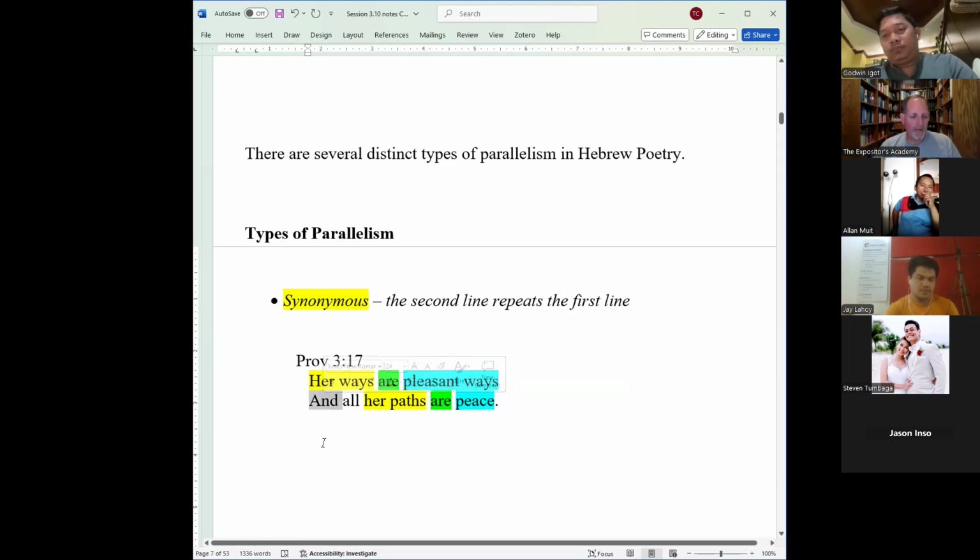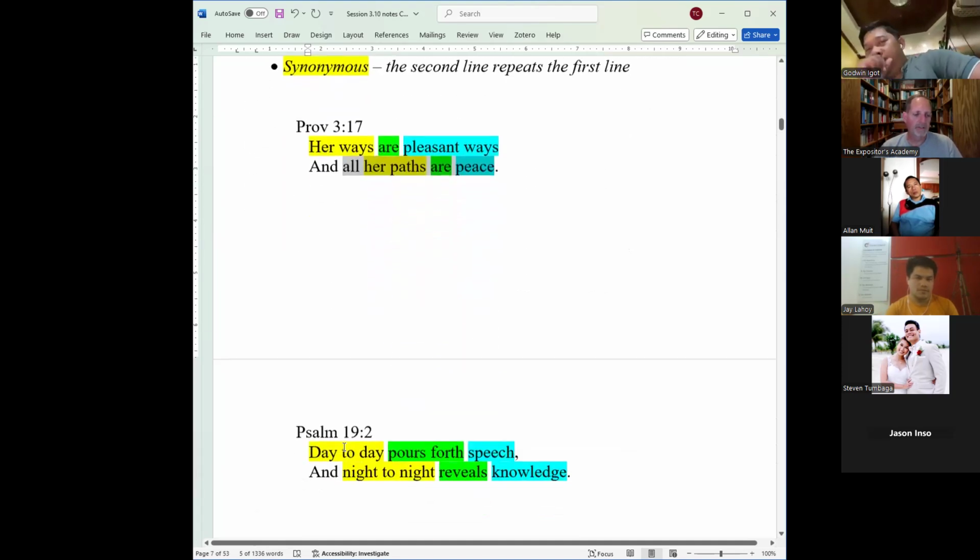Now, there is the word and there, but don't think that means this is a developmental expansion or addition, because what he says after that, the two lines are almost the same thought, just expressed slightly differently. So this is synonymous. All right. Then the second type of parallelism, also a little bit easier to identify, is contrastive.